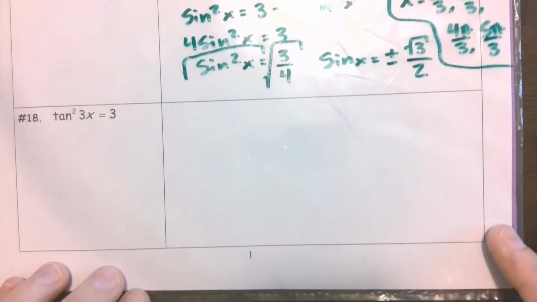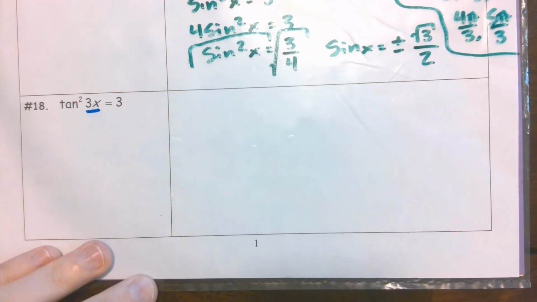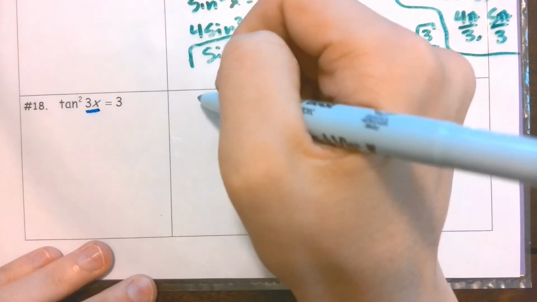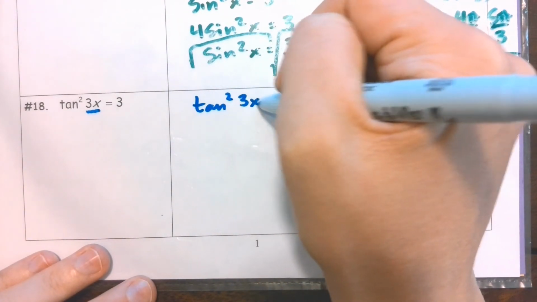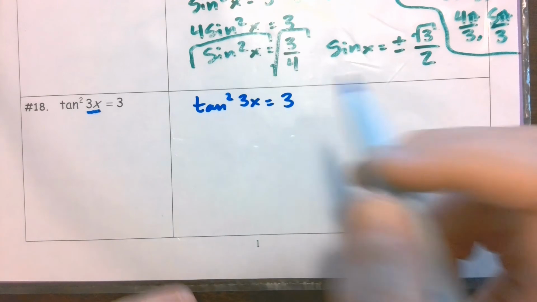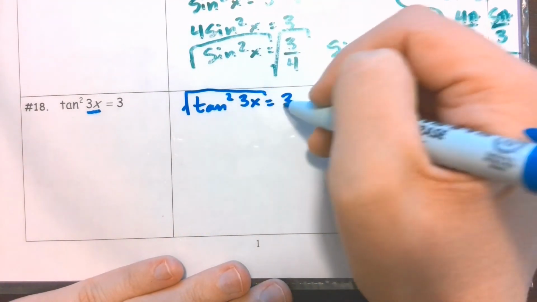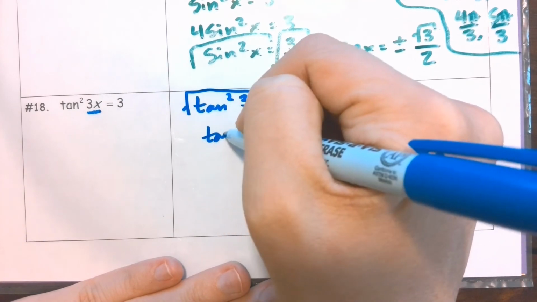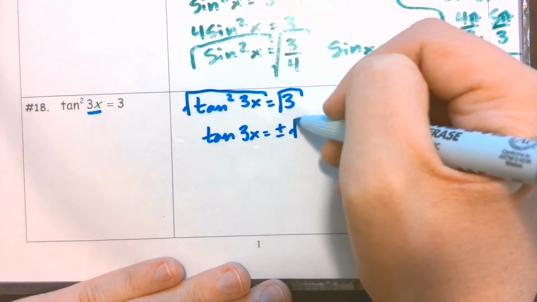In our third example, we have a new twist here. Notice that in that angle piece of it, we don't just have an x or a theta, we've got a 3x. So we're not going to worry about that until the end here. It'll change our answers slightly. But since we've got tangent squared, I first want to go ahead and take the square root, trying to get that tangent by itself, just like on the last one. And we'll get that the tangent of 3x is plus or minus radical 3.